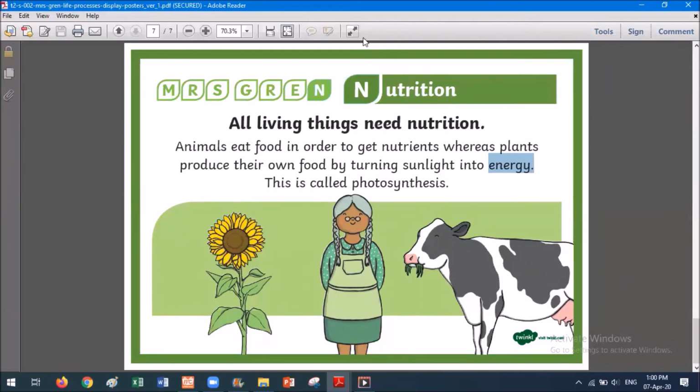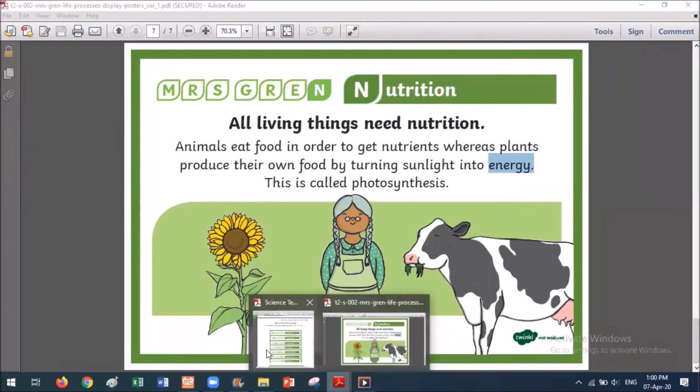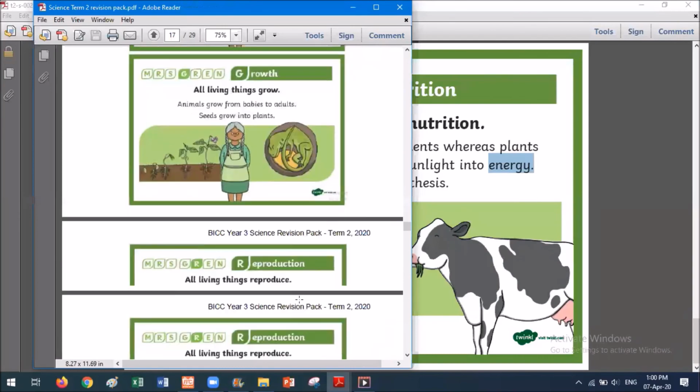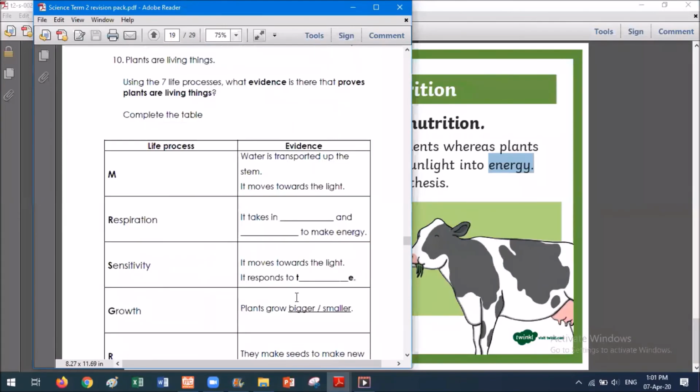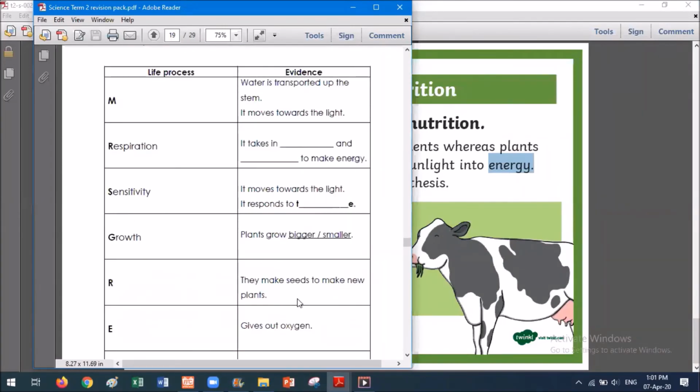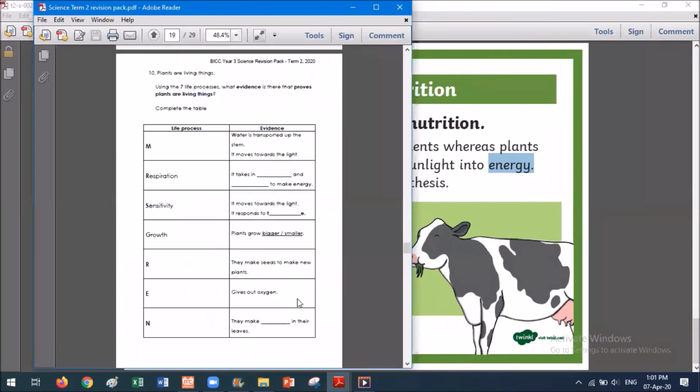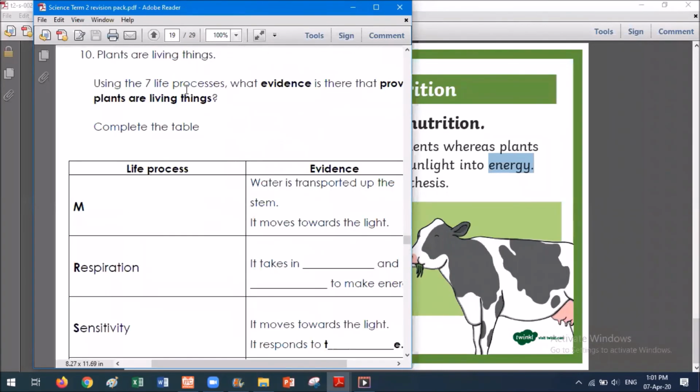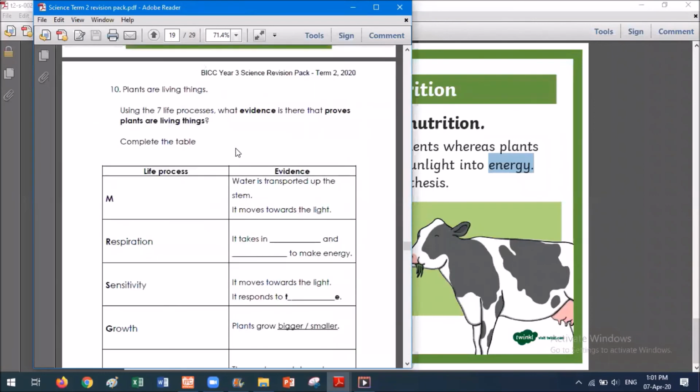Okay, guys, so that's all for today for Mrs. GREN. We're going to do the homework here. Try it. Little tricky, just a little tricky. So here's your homework, please. Page 19. Plants are living things. Using the 7 life processes, what evidence is there that proves plants are living things? I need evidence. So this is the evidence that we were talking about just before.